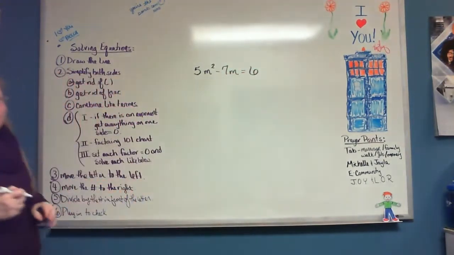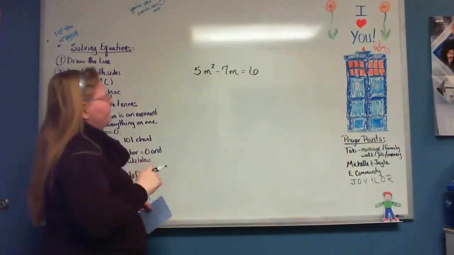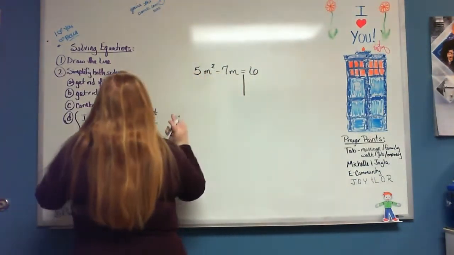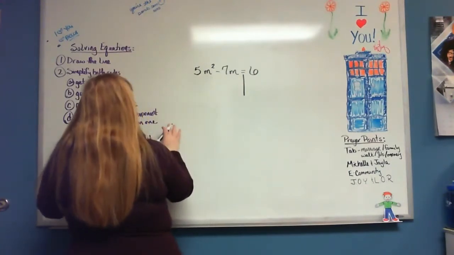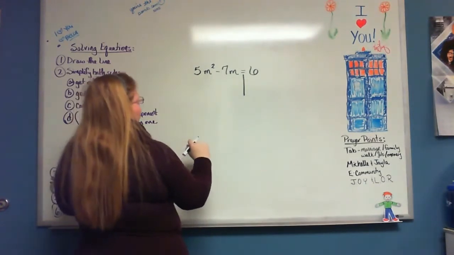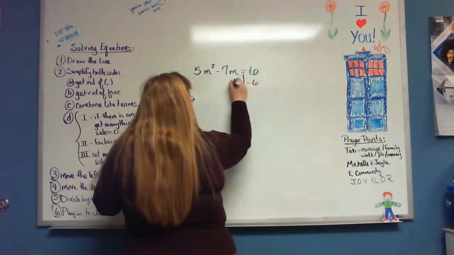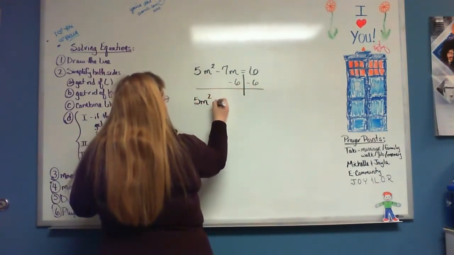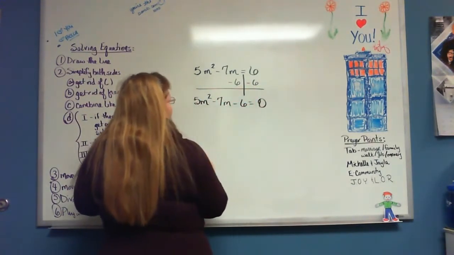Pause the tape. Let's see if you can do it by yourself. Okay. Draw my line. Gotten rid of my parentheses, ain't got no fractions, combined like terms, ain't got none of them. If there's an exponent, get everything on one side equal to 0. I'm going to move my 6 because I want to keep that positive. So minus 6 and minus 6. That makes it 5m squared minus 7m minus 6 is equal to 0.